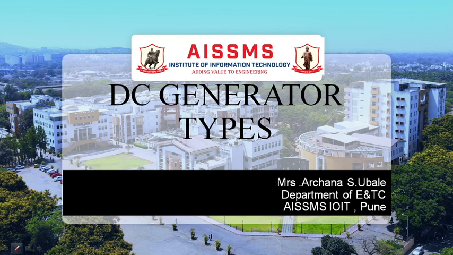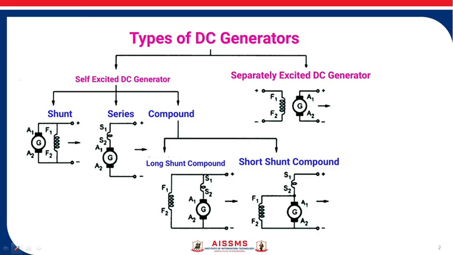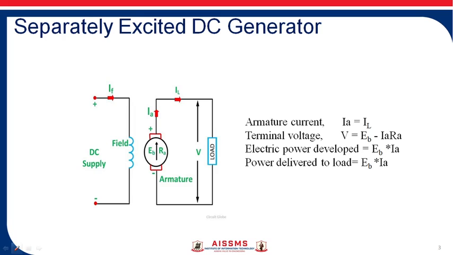I am going to explain over here DC generator types. Basically, there are two types of the DC generators. First is self-excited DC generator and second is separately excited DC generator. Self-excited DC generators are divided into three types, that is shunt, series, compound. And then compound type of DC generator is divided into two parts, long shunt compound and short shunt compound.